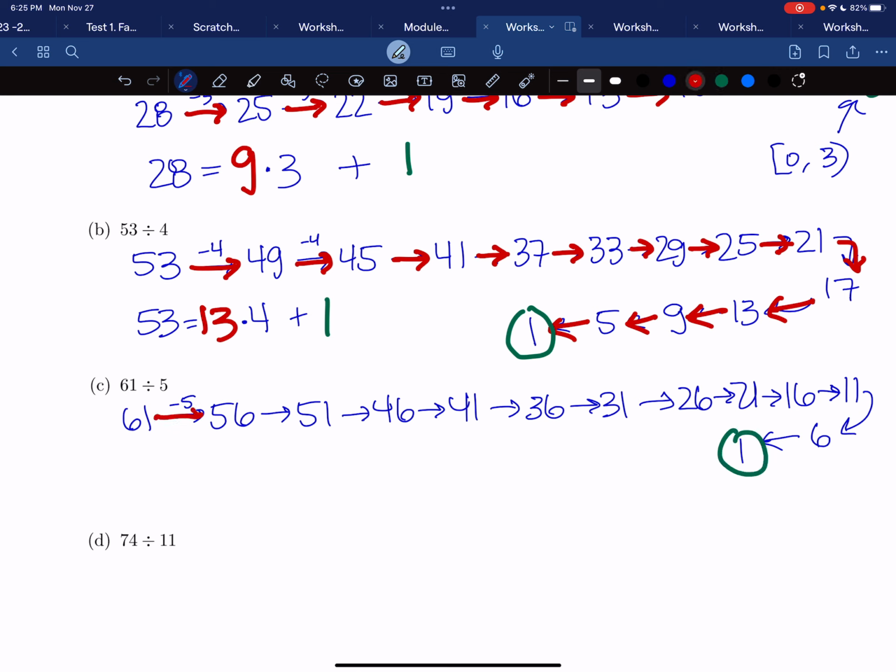But if we were to count up the arrows in this, we would see that we would have gone through that 12 times, and in the end we have 1 left over. And so, in fact, 61 is equal to 12 times 5 plus 1.